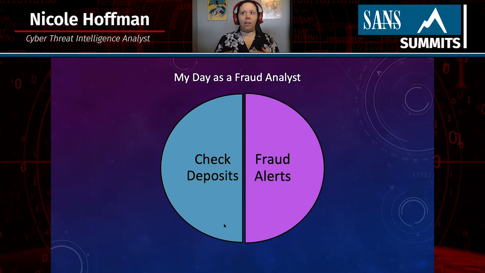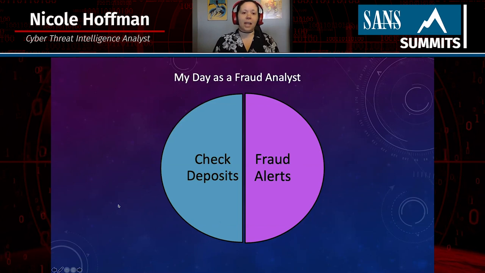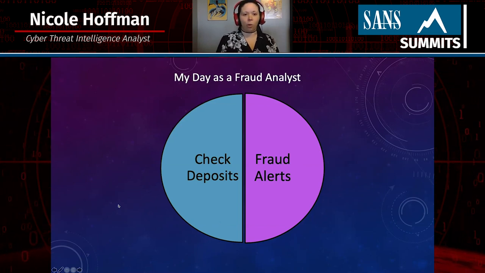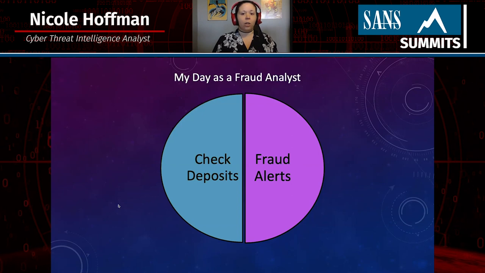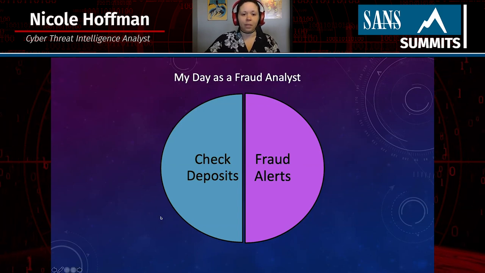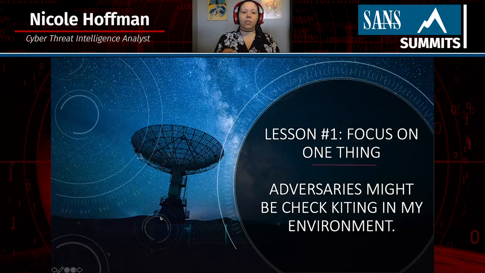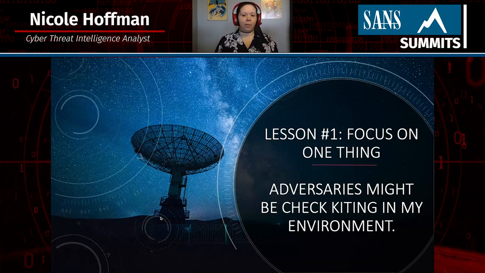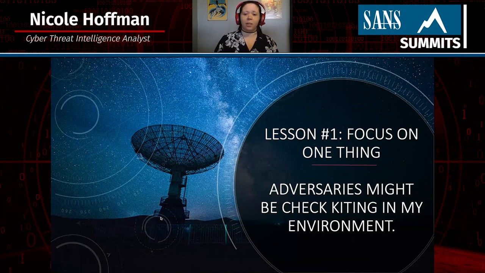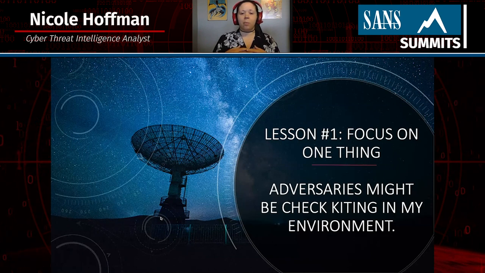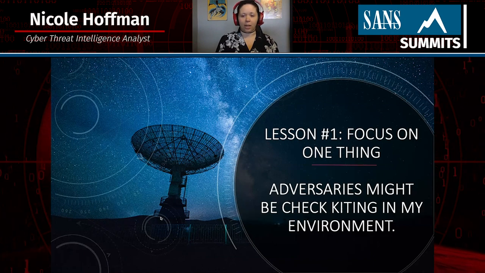And I just thought, something has to change, because I know that there's fraud going on and I know how they're doing it, but I'm so busy with all of these alerts that I can't do anything about it. So I decided to change things up a little bit. I decided, let's just focus on one thing that we know happens every day that we identify, typically when we're reviewing checks, but it's not necessarily something that we're actively looking for. So I decided to make a hypothesis and start very small and say, adversaries might be check hiding in my environment.